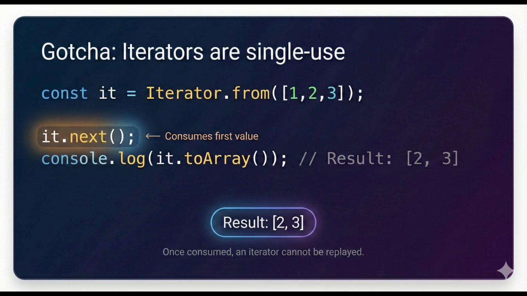Iterators are single use. Once you start consuming them, they move forward. So if you pull one value first and then later try to collect everything, you'll only get what's left. If you need the sequence again, recreate the iterator.